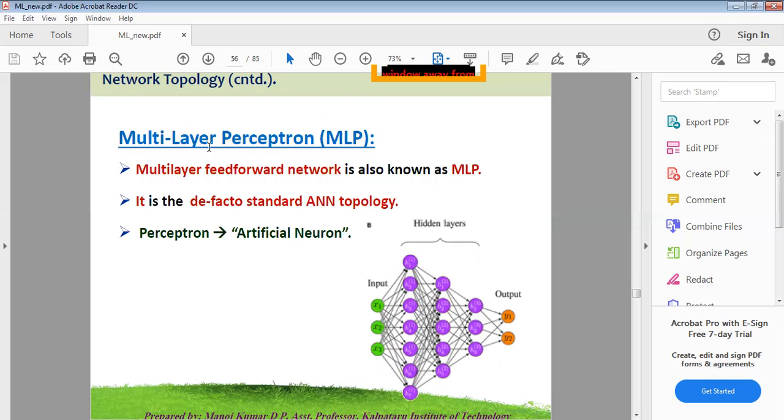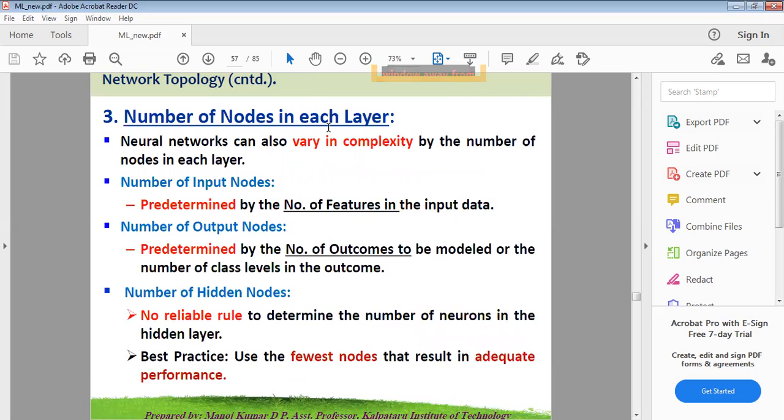Come to the next topology, the multi-layer perceptron. Multi-layer perceptron means a multi-layer feed forward network. That is also known as MLP. It is the de facto standard ANN topology. Perceptron means artificial neuron. So it is feed forward. Feed forward network means all the data will move from left to right. It will not come from right to left. So moving from left to right means from input to hidden and from hidden to output. So there will be no backward propagation. That is multi-layer.